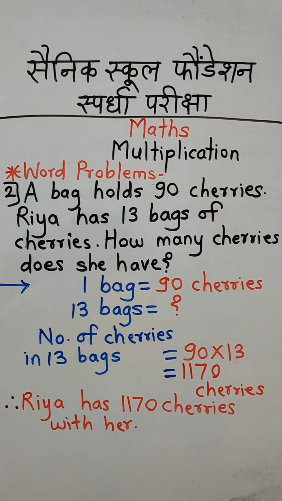And therefore Ria has 1170 cherries with her.